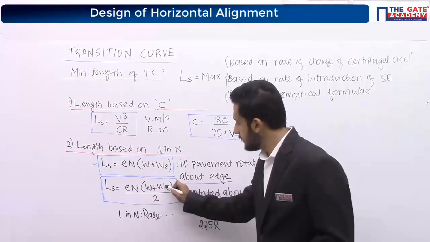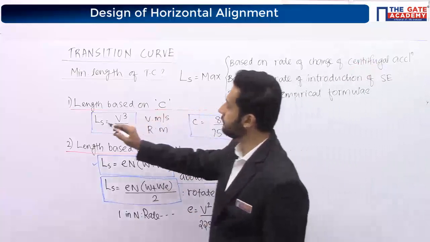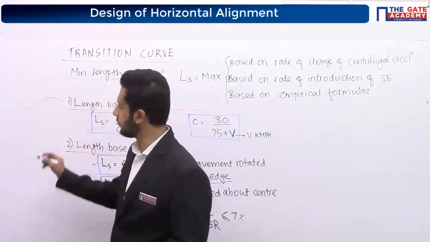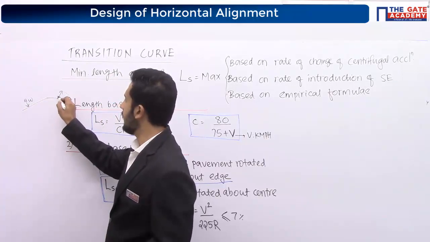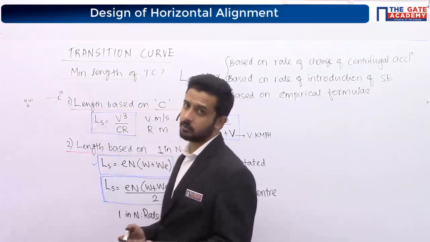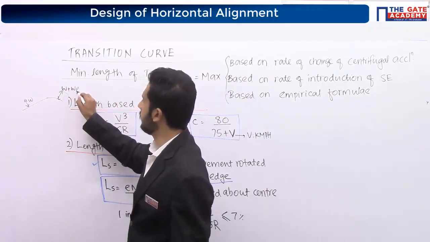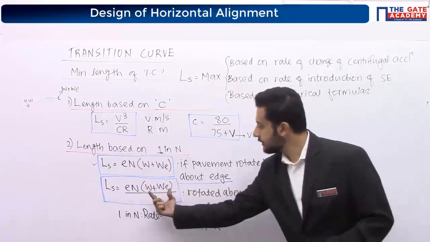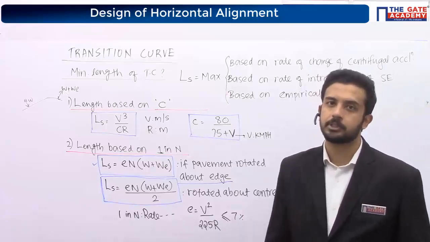Okay. This W plus We is what? See, if you are having a road, straight road, and then you are having the circular curve. W is the width of the straight road, and We you are going to give on the circular curve. So W plus We, only the width of the circular portion. So W plus We is the width of road at the circular portion.